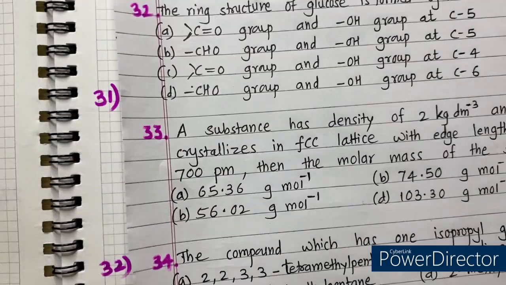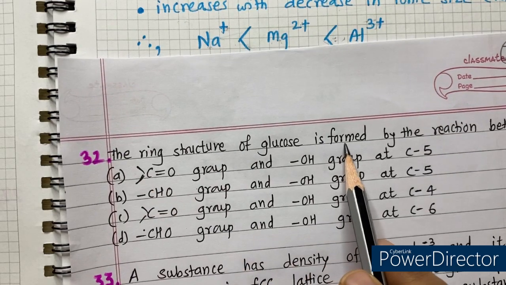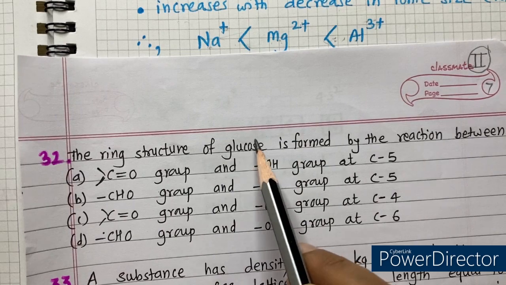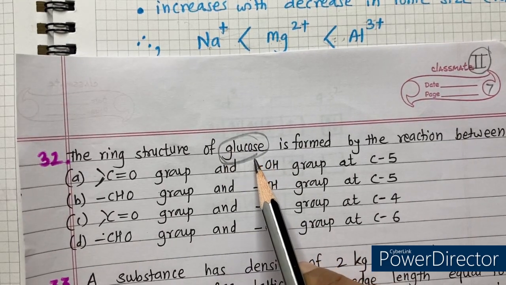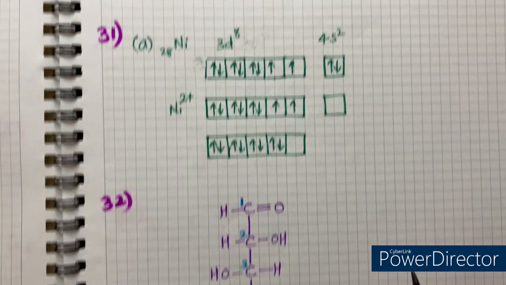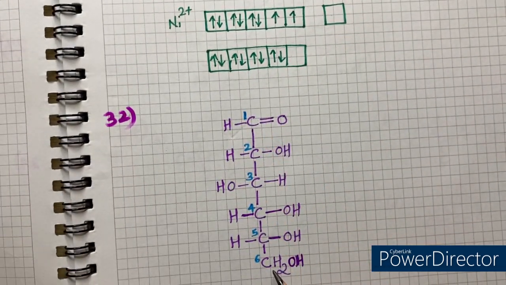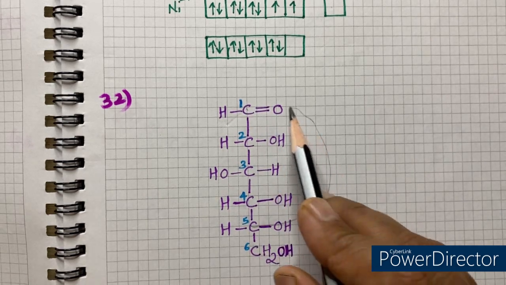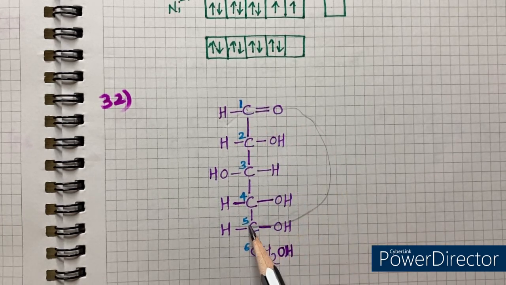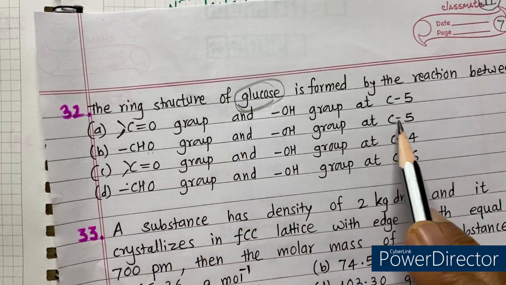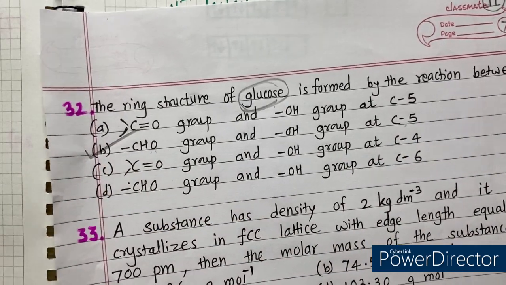Next question. Here the ring structure of glucose is formed by the reaction between, that is, here we require the aldehyde group, and that is this one in glucose. The ring structure is formed between carbon number 1 and 5 because a six-membered ring is more stable, therefore this is formed. That is aldehyde and 1,5, this is the answer.